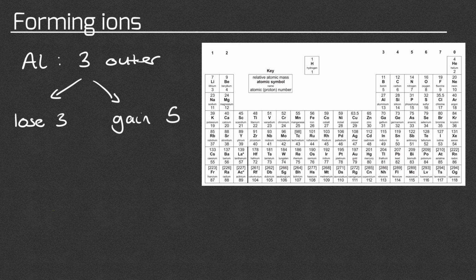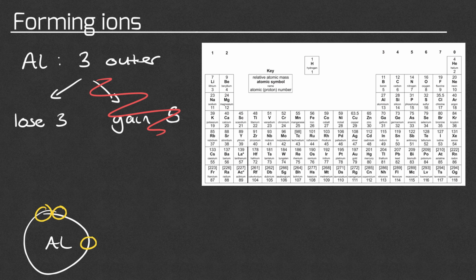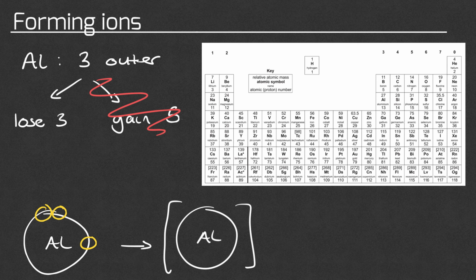Aluminium is in group 3, so it will have 3 outer electrons. This means we can either lose 3 or gain 5. We're going to lose 3 electrons, as that is easier than gaining 5. So we can draw aluminium before, showing the 3 electrons in its outer shell, and then the after picture where it has lost 3 electrons. If aluminium has lost 3 negative charges, it's going to have a positive 3 charge when it forms an ion.